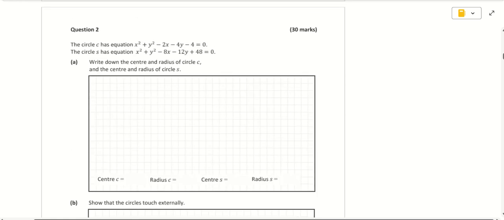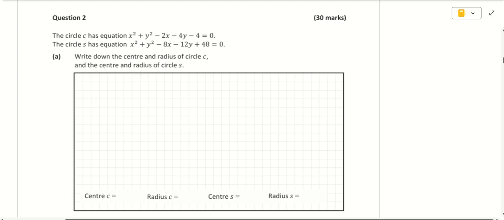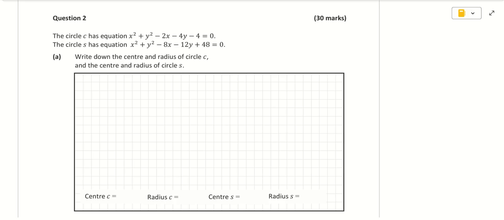Right, moving on to question 2 then. This time we have got a circle question. Again, we've got our equations here at the ready, and we just have to work some magic. So center and radius. Remember the center comes from these things, and the radius is the square root of g squared plus f squared minus c.